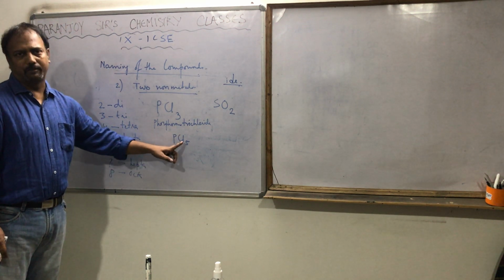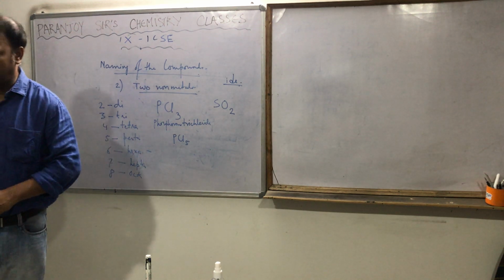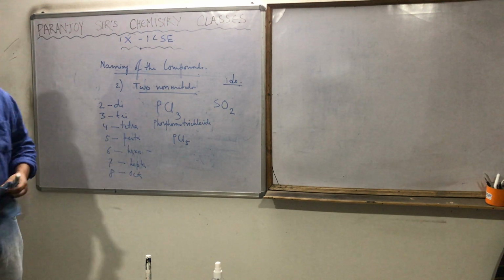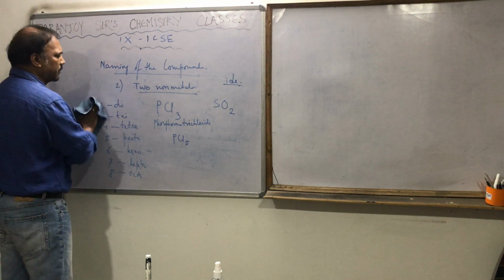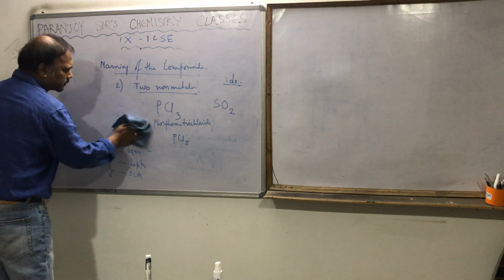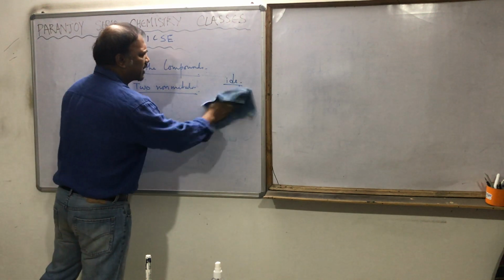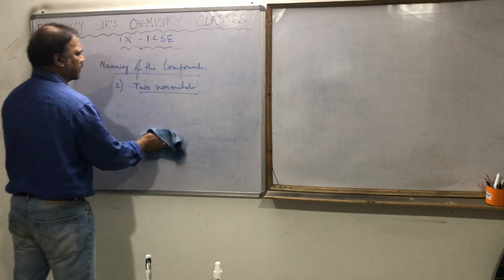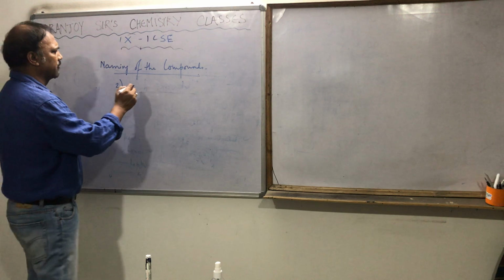Pentachloride. Phosphorus pentachloride. Hope you understood this. If it is for two non-metals, okay. Now, the third thing is two elements and oxygen. If the compound is made up of any two elements and oxygen, it can be metal, non-metal, whatever.